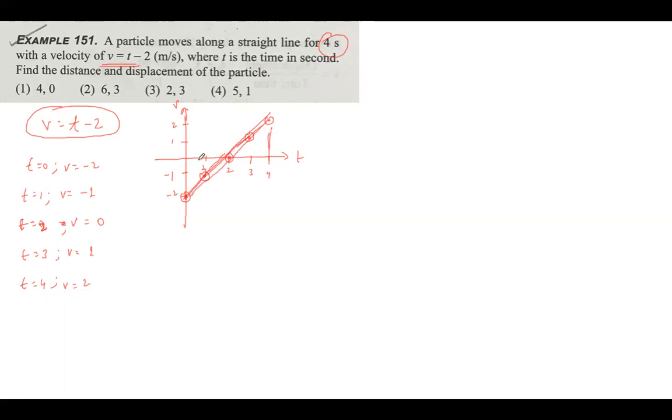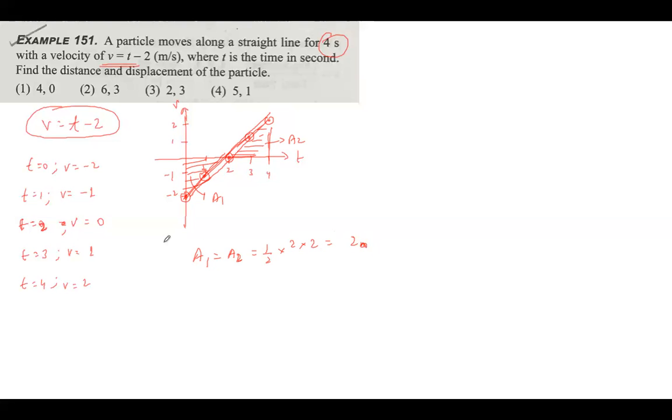Now we have to find the distance and displacement. So what you will do, you will find this area. You will find this area A1 as well as A2. So A1 and A2 both will be equal. A1 is equal to A2 is equal to half into base into height. So this is 2 meters.